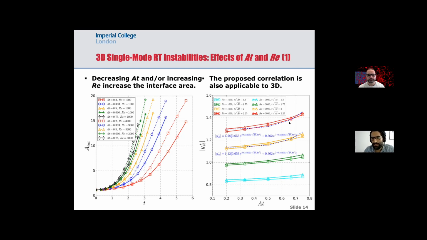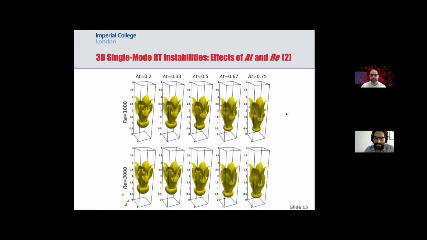And on the right, you can see that the previous correlation that we proposed for the 2D works also for the 3D cases, but with slightly different coefficients here. The power of the Atwood number is 4 instead of 2 that we have for the 2D cases. And this slide was the one that I just mentioned.